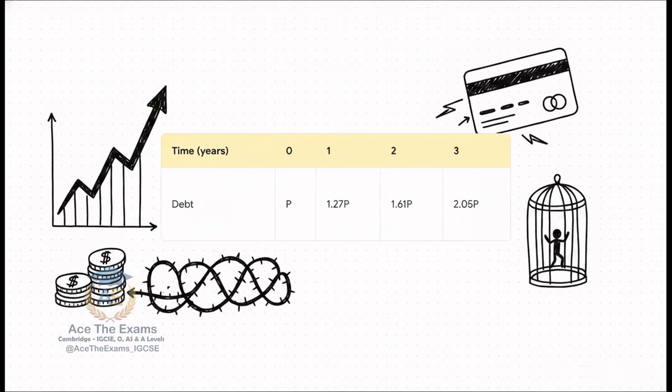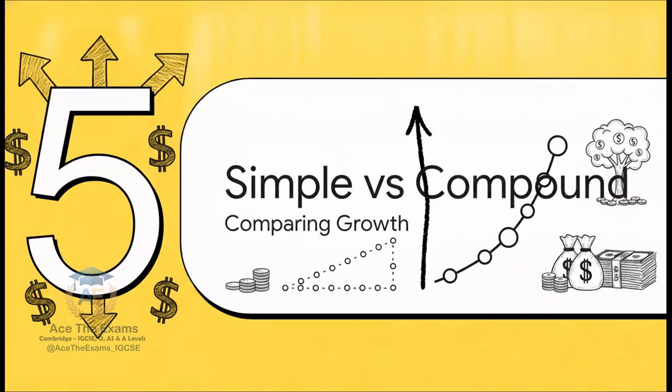And by the third year, 1.27 cubed is 2.05. Did you catch the trend? Your initial debt literally doubles by the third year, 2.05 times the original amount. This is why understanding this math is so crucial, not just for passing Cambridge, but for surviving in the real financial world. Section 5, Simple versus Compound Growth.